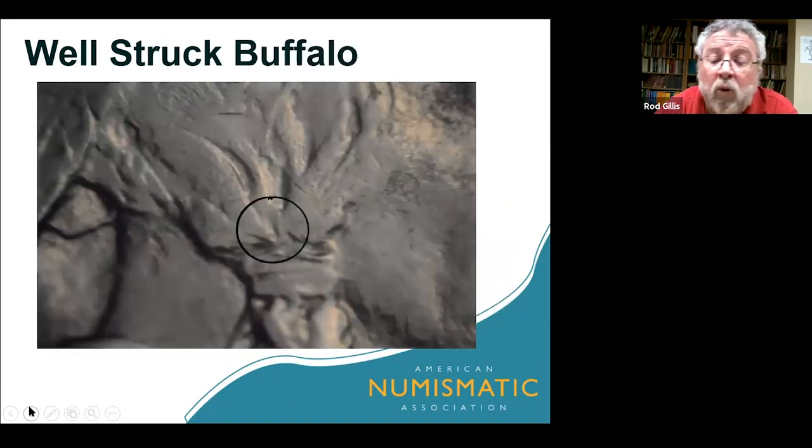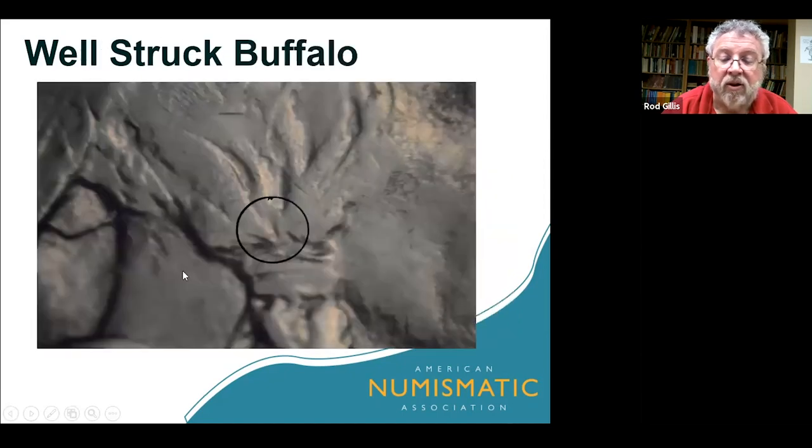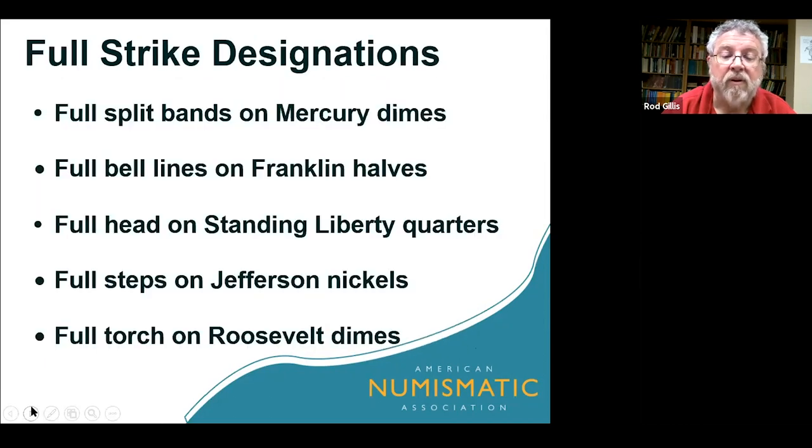Here's an example of a well-struck buffalo nickel. Look at the design there above that, as opposed to, and I'll go back. Okay, look here. And then look here. You can see the difference. So there are certain coins that we know are called full strike coins.